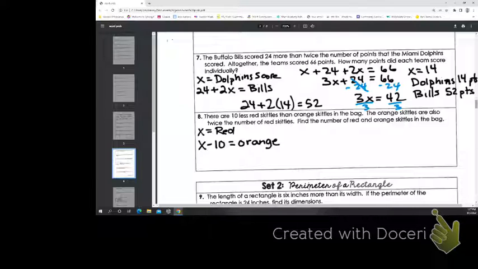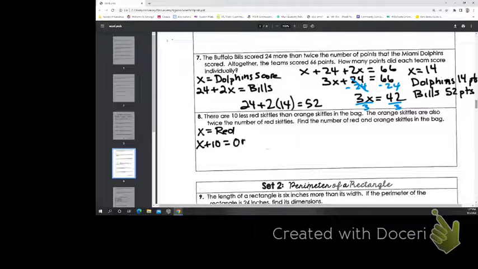That's not right. Other way. We have 2 pieces of information here. If there are 10 less red, that means that my orange is the more. So this would be X plus 10.